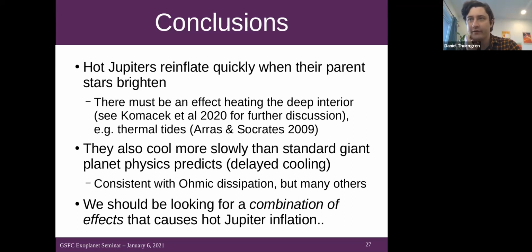So I think that for the future, when we're trying to understand hot Jupiter radii, we should be thinking about a combination of effects, some kind of deep interior heating, and also something near the surface that's keeping the heat from getting out. And so that's my conclusion from this, and I am out of slides, so thank you for listening.